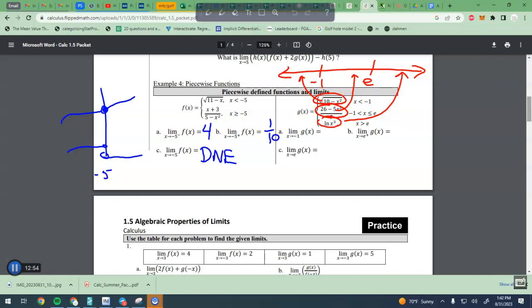So from the left, I want to use this top equation. I'm going to check left, right, and see if they match. From the left, what's -1 squared? 1. 10 minus 1 is 9. Square root of 9 is 3. So I'm just noting that. If when I plug in from the right I also get 3, what's the answer? 3. If I get anything else, what's the answer? Does that exist? So go ahead and plug -1 into that, see what you get.